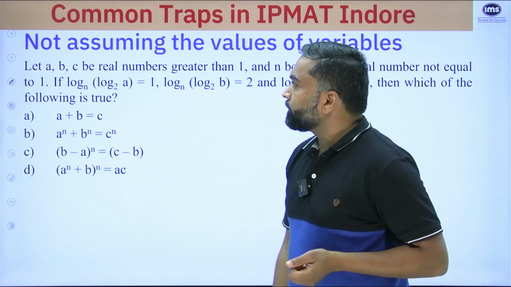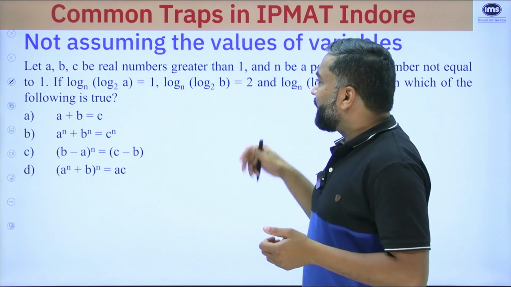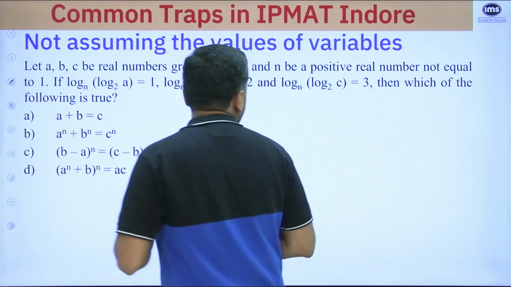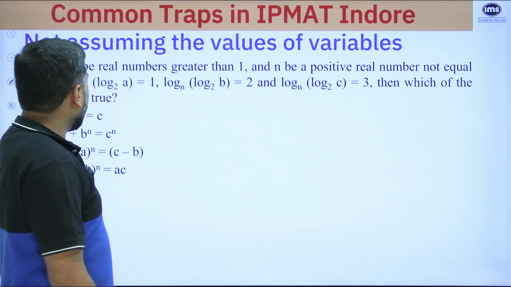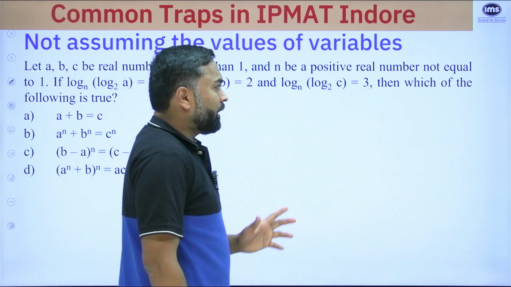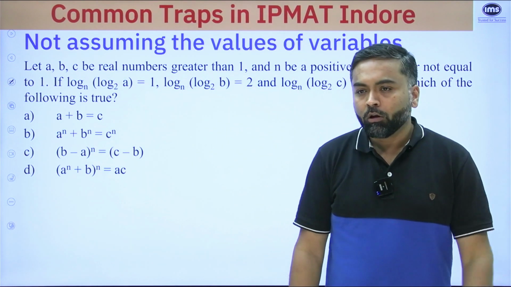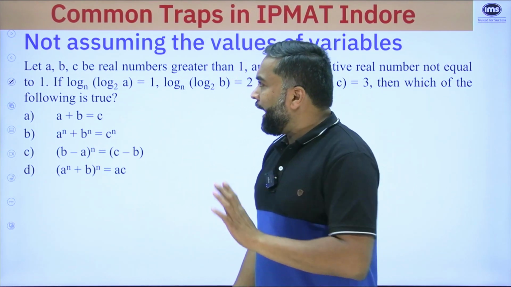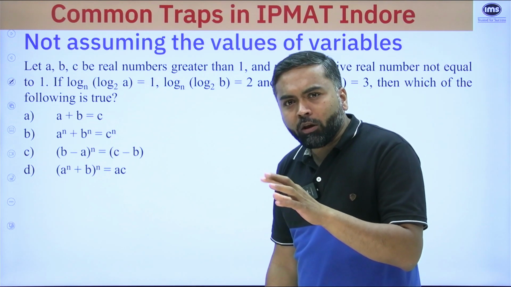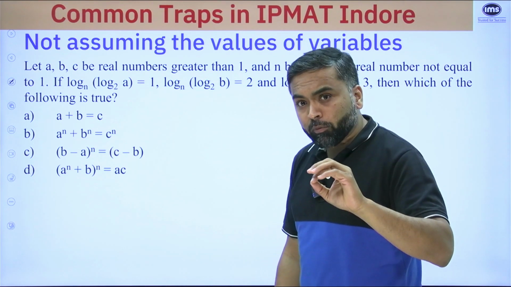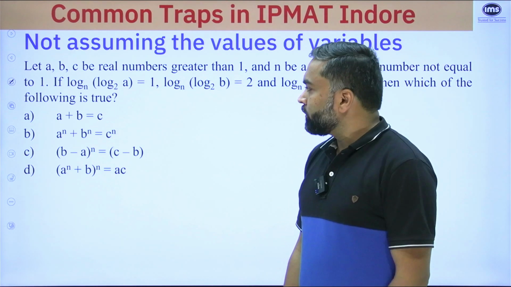Let's look at this question. A, B, C are real numbers greater than 1, and B is a positive real number not equal to 1. If log of something is this, then which of the following is true? I always tell students that wherever possible, assume a suitable value. Wherever possible, assume a suitable value.